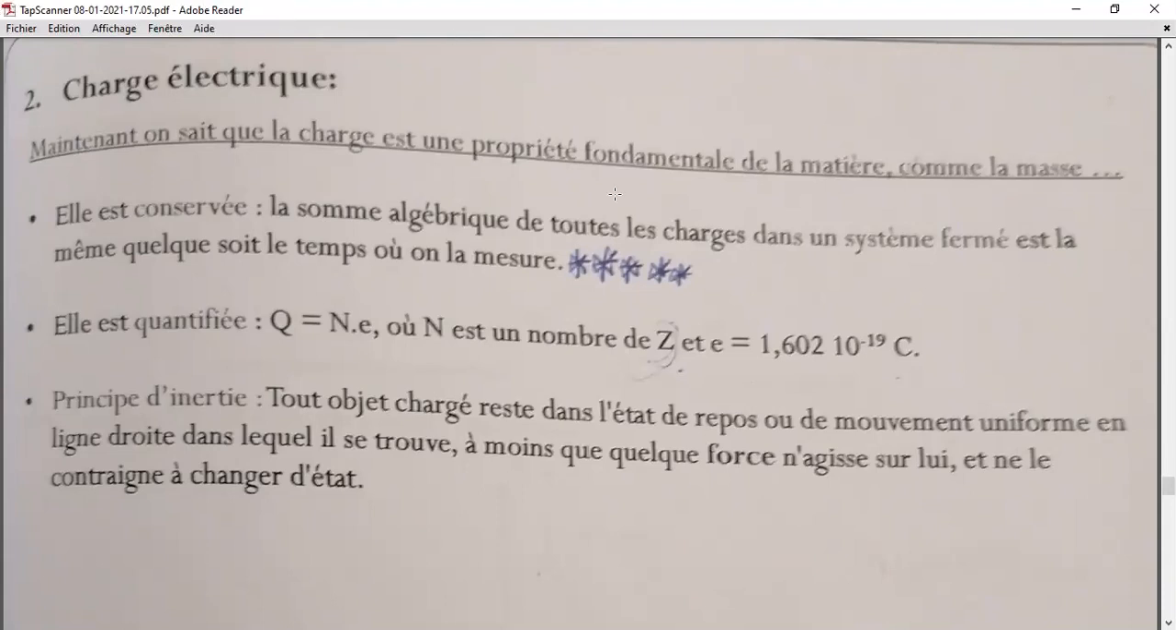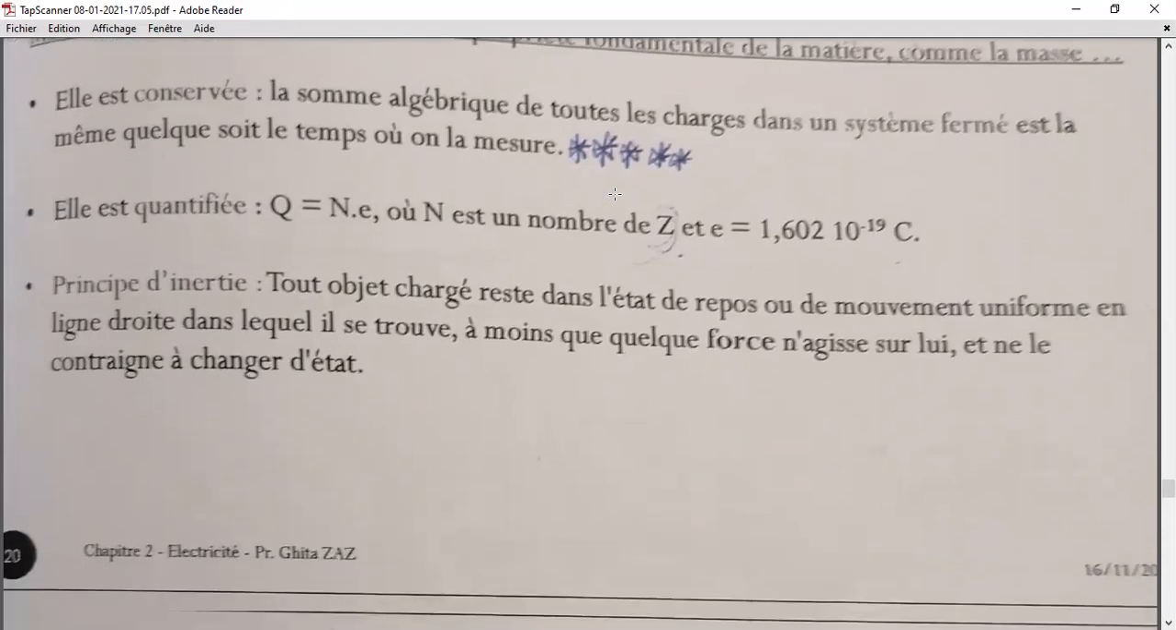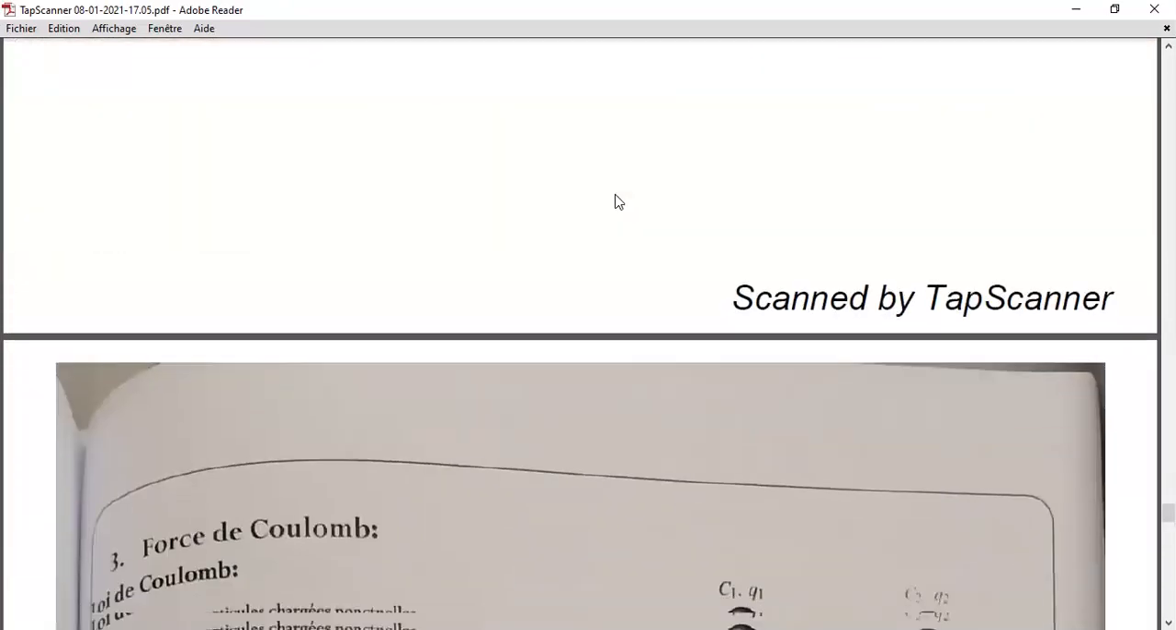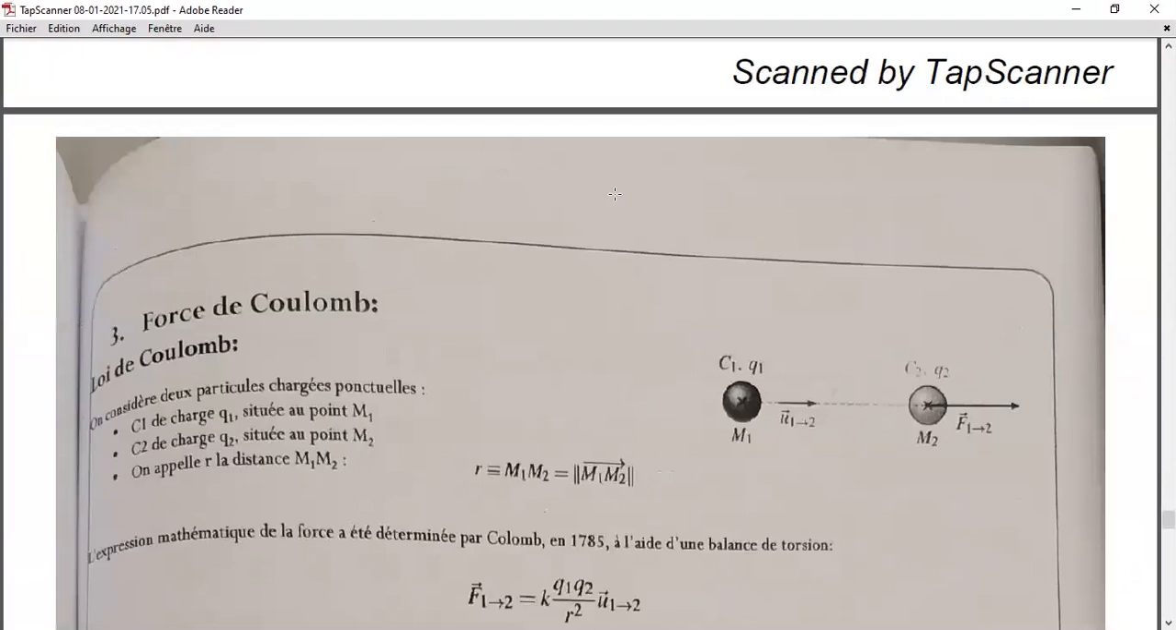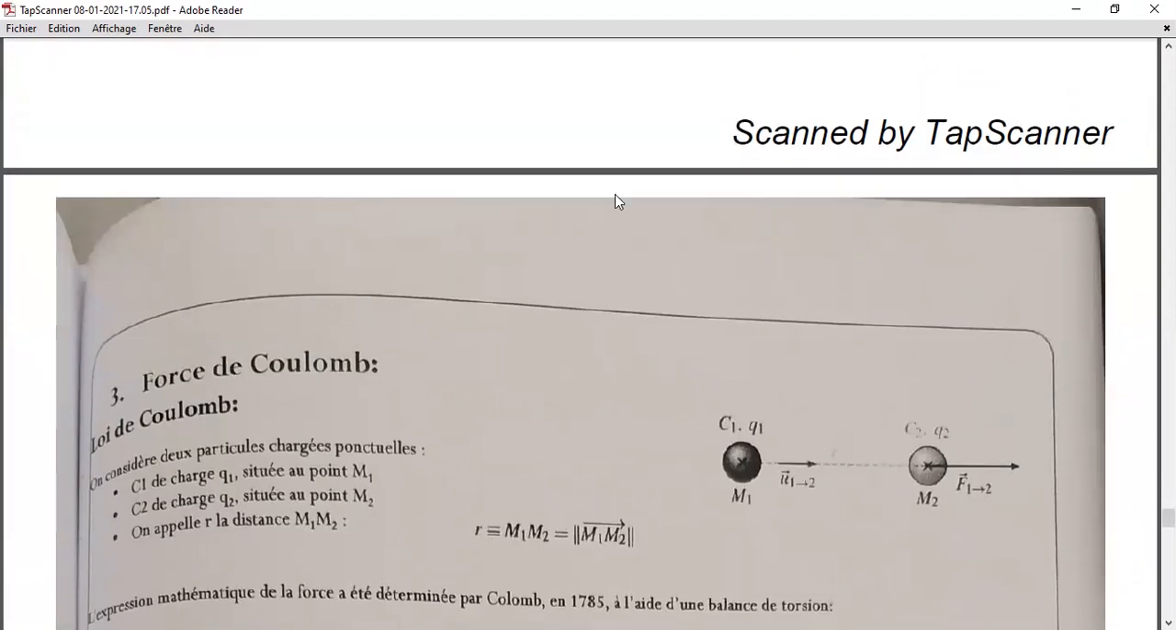I think that's all for today. On Friday, not next week, on Friday, we're going to start on force de Coulomb. That's what we're going to start on, force de Coulomb.